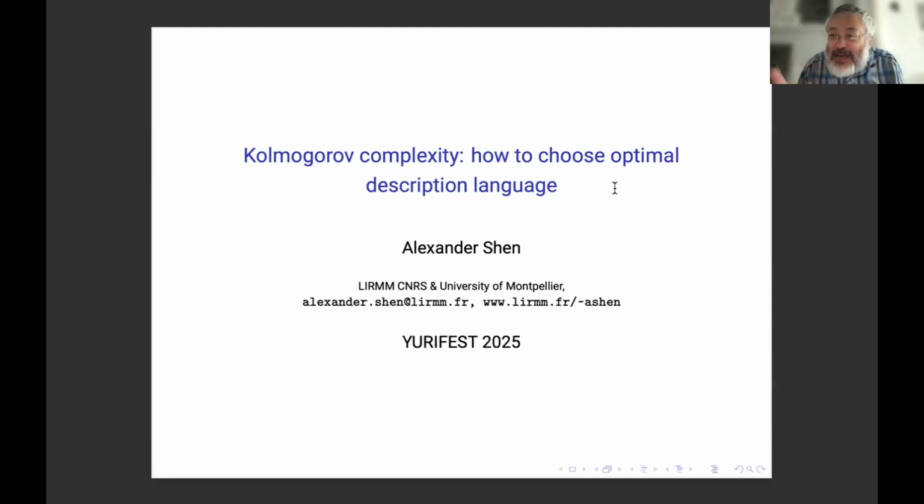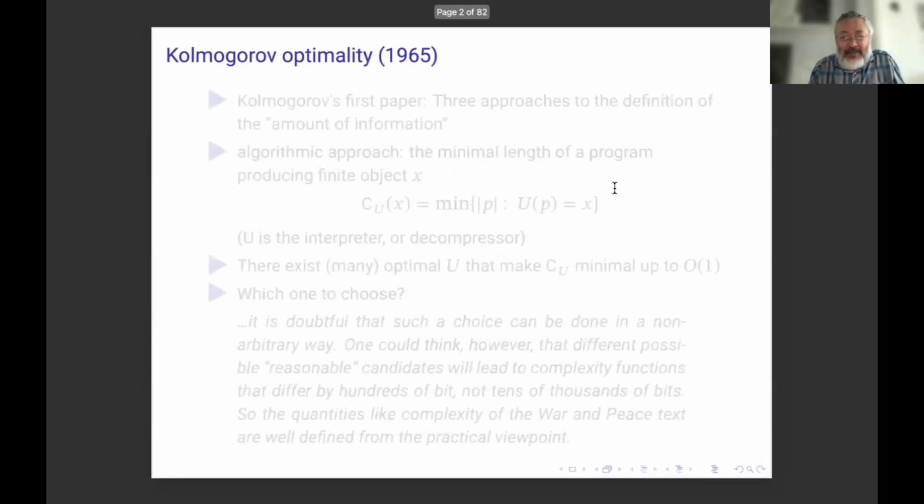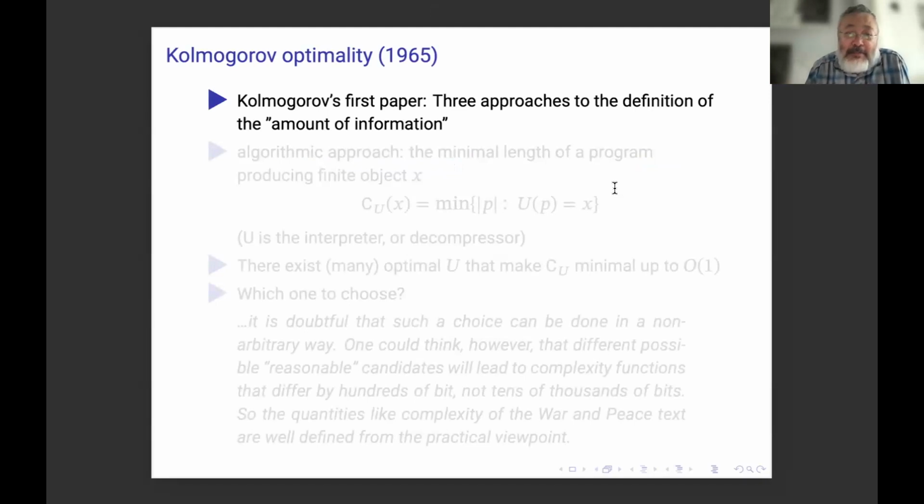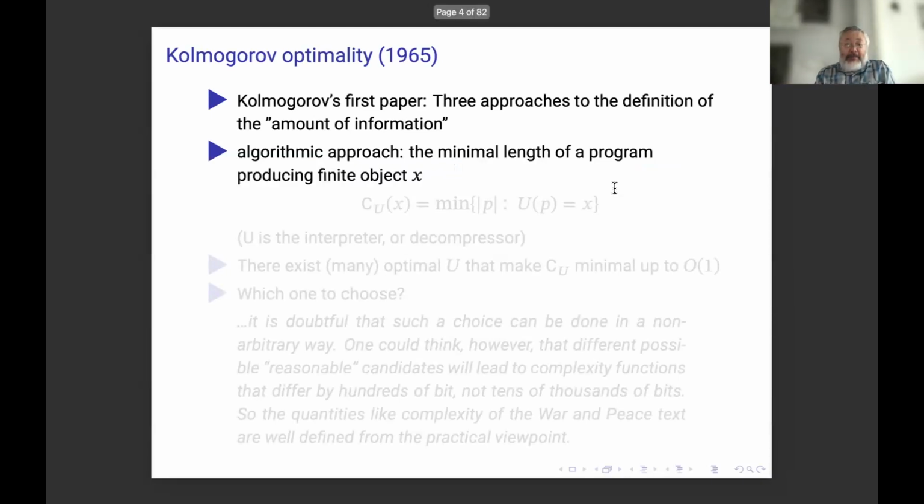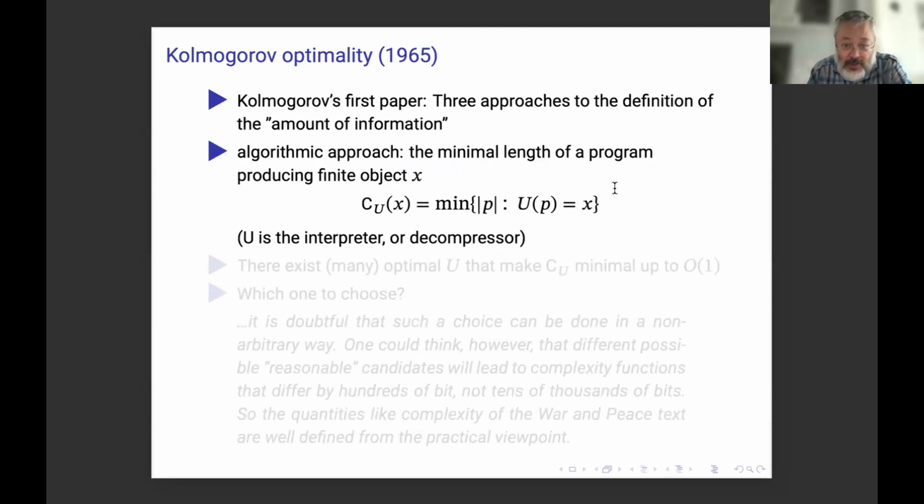And I'm still very happy to see you and see Yuri even in this reduced way. So I guess you all heard about Kolmogorov complexity. It all came from the first paper, which was called Three Approaches to the Definition of the Amount of Information, три подхода к определению понятия количества информации in Russian. In this paper, they said how to measure information: we should consider the minimal length of the program which produces some object.